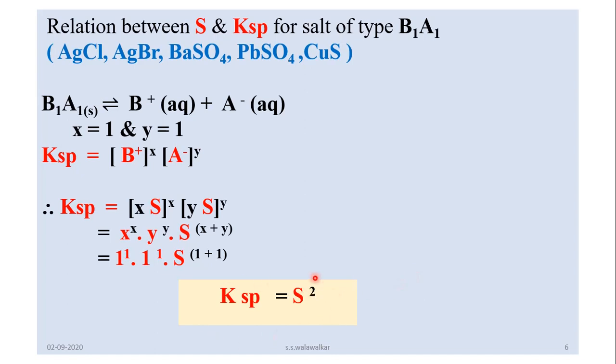So this is the relation between solubility and solubility product for the sparingly soluble salt of type B1A1, such as AgCl. You can calculate the solubility product of such a type of salt using this equation, that is Ksp is equal to S square.